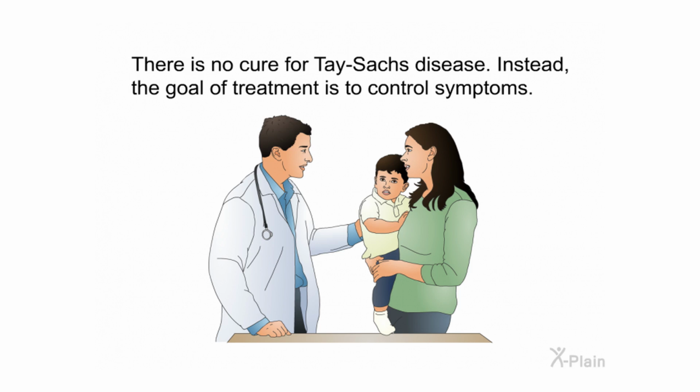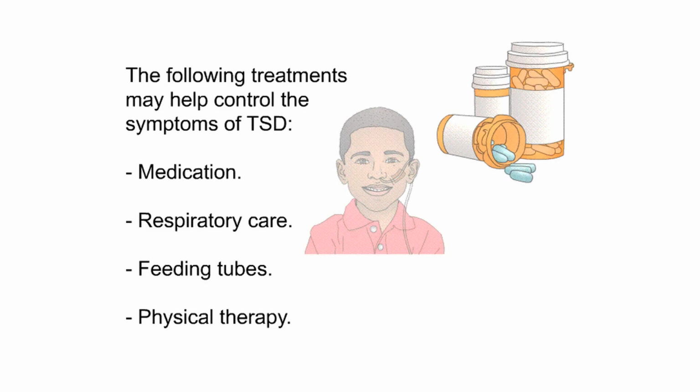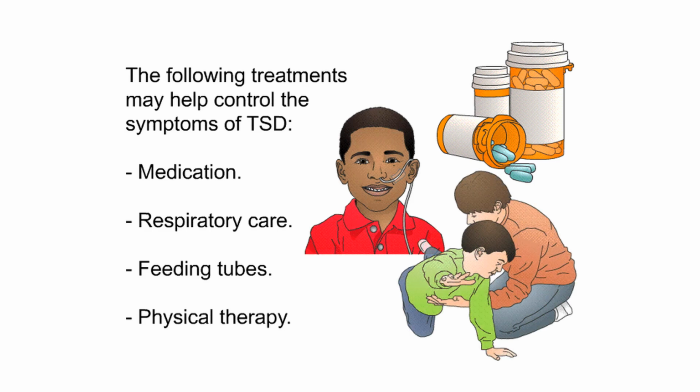Treatment. There is no cure for Tay-Sachs disease. Instead, the goal of treatment is to control symptoms. The following treatments may help control the symptoms of TSD: medication, respiratory care, feeding tubes, physical therapy.